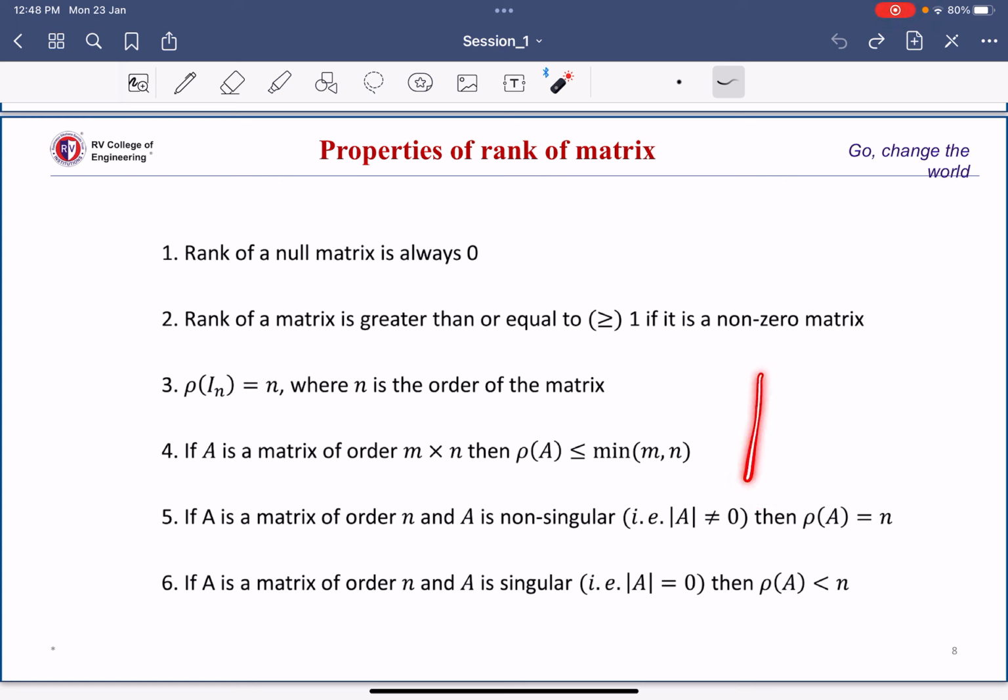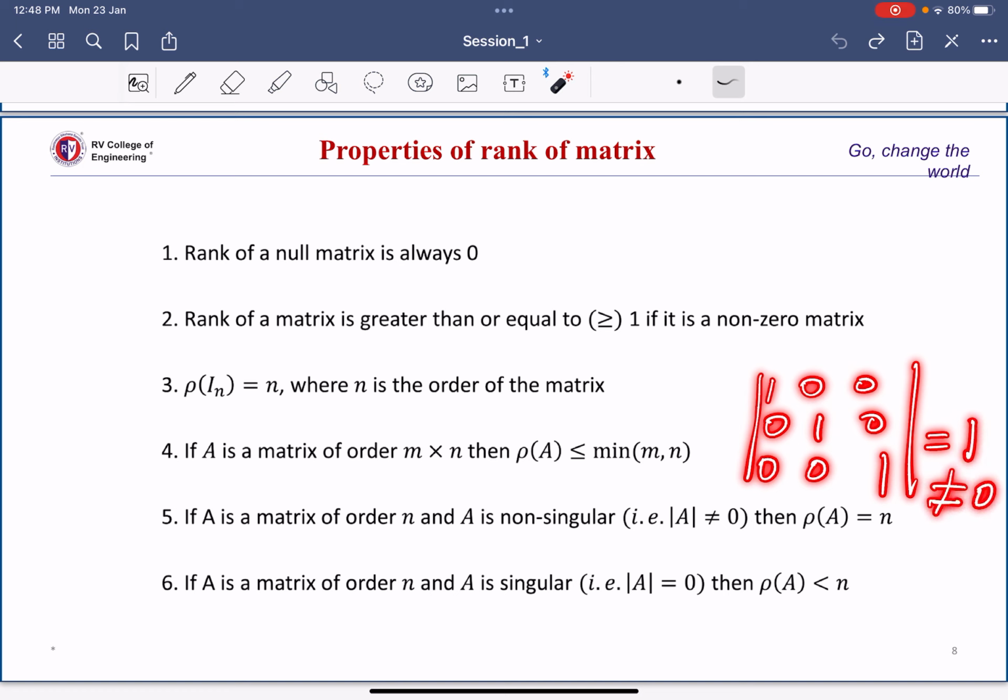So the best example is, we can go back to the identity matrix for this. So when I consider a 3 cross 3 identity matrix and evaluate its determinant, this will be non-zero. So this is a 3 cross 3 minor which does not vanish, so the rank of this particular identity matrix will be 3.